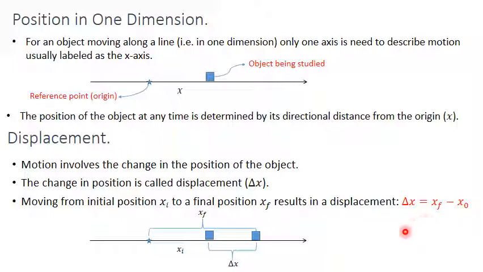Delta x could be positive or negative. If I'm moving in the positive x direction, so I'm moving forward if you want, delta x is going to end up positive because x final is going to be larger than x initial. If I'm moving in the negative x direction, x final is going to be less than x initial, and I have a negative displacement.